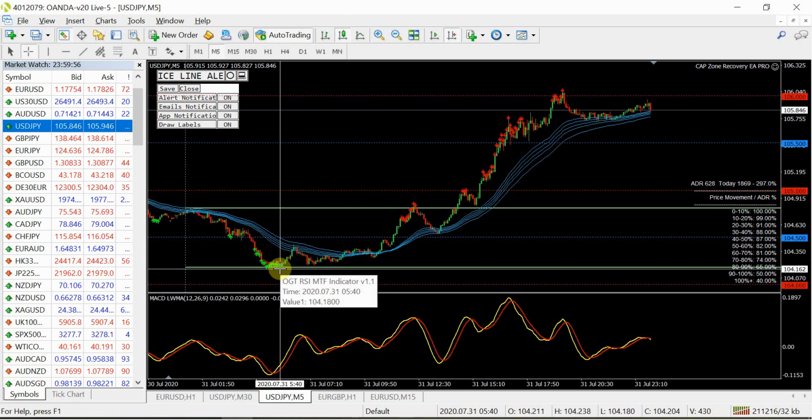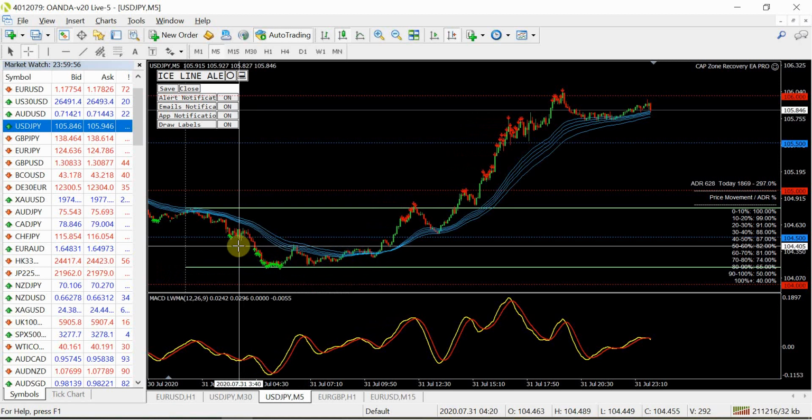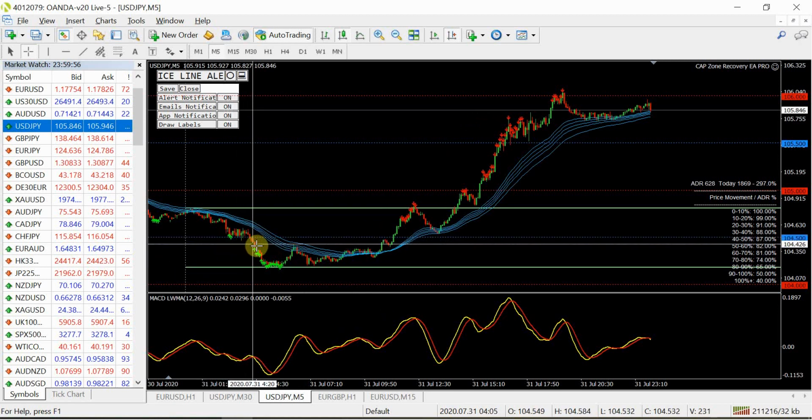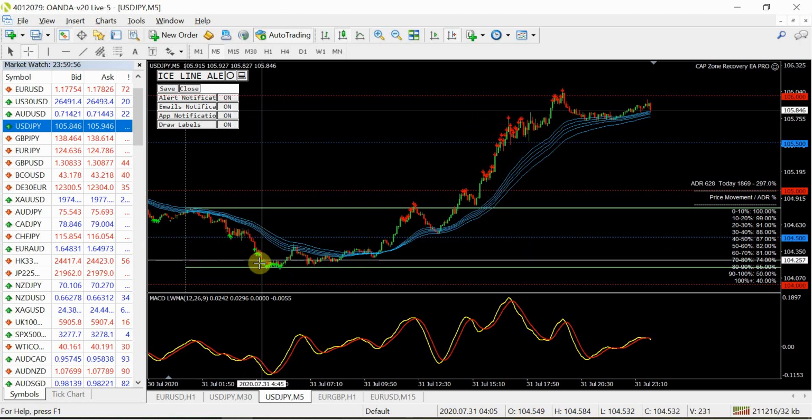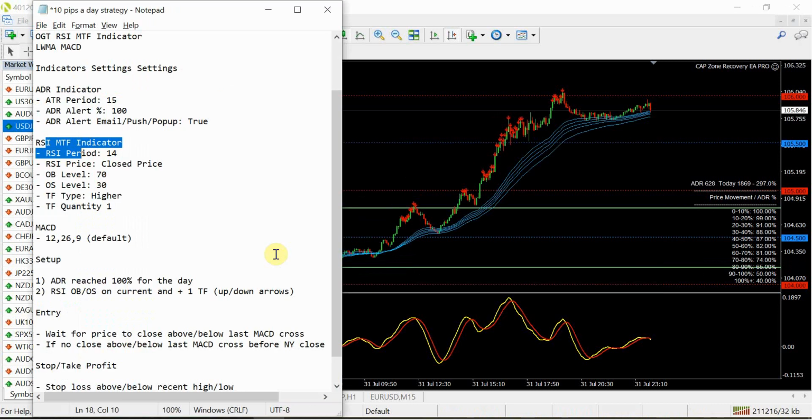And the second criteria, if you remember, is that we have the RSI overbought or oversold on multiple time frames. As you can see here, we have got lots of up arrows. Up arrows started at this level over here, and we have met the second criteria. So you can see here that this is a valid setup, what we've been waiting for.